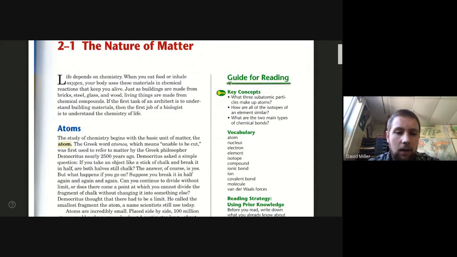Okay. Life depends on chemistry. When you eat food or inhale oxygen, your body uses these materials in chemical reactions that keep you alive. Just as buildings are made from bricks, steel, glass, and wood, living things are made from chemical compounds. If the first task of an architect is to understand building materials, then the first job of a biologist is to understand the chemistry of life.